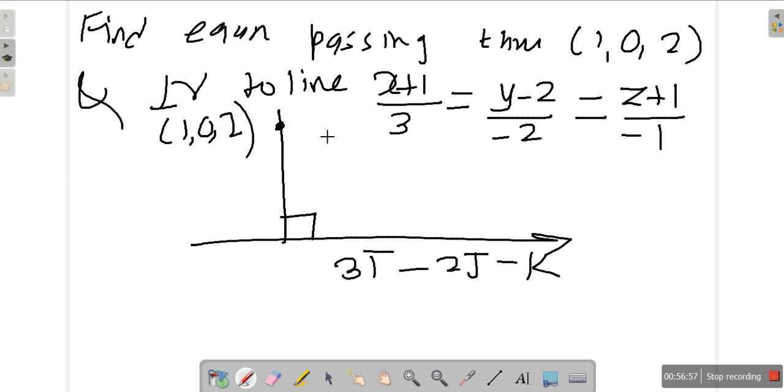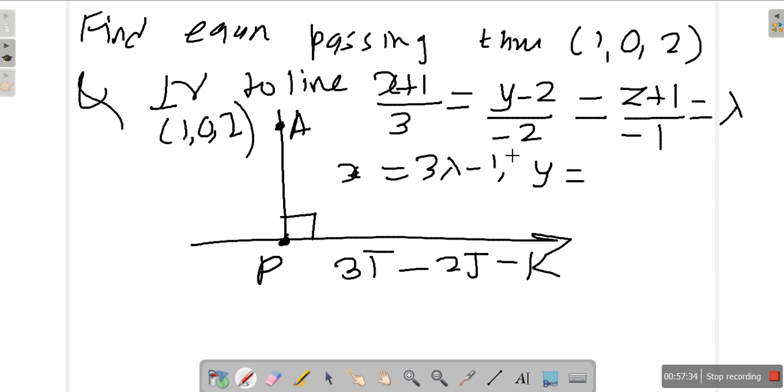Now suppose this point is A and let us take this point as P, which is a point on the first line, say is equal to lambda. So let us find the coordinates of this point P, which lies on this line as well as on this line. So any point on this line, you can see that if x plus 1 is equal to 3 lambda, then x coordinate will be given by 3 lambda minus 1.